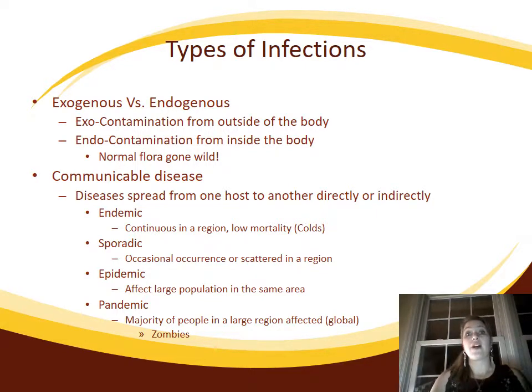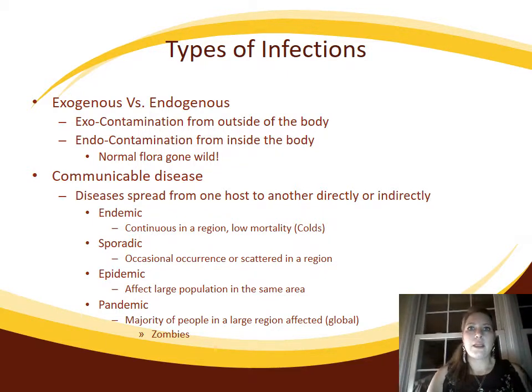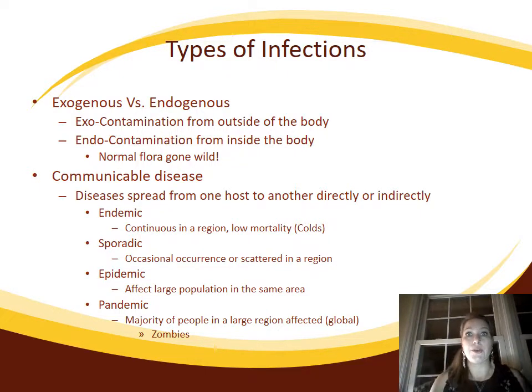Pandemic is going to affect the majority of people in a very large region. It's generally referred to as a global epidemic. Okay, so globally, if influenza is taking hold on a global scale, it runs in cycles, but let's just say influenza is taking place on a global scale. That would be a pandemic.